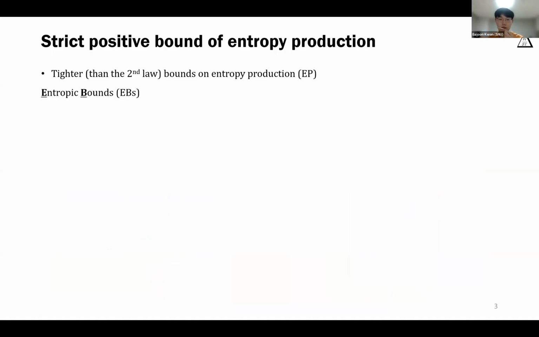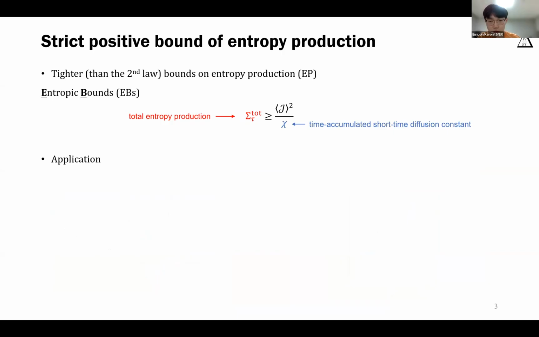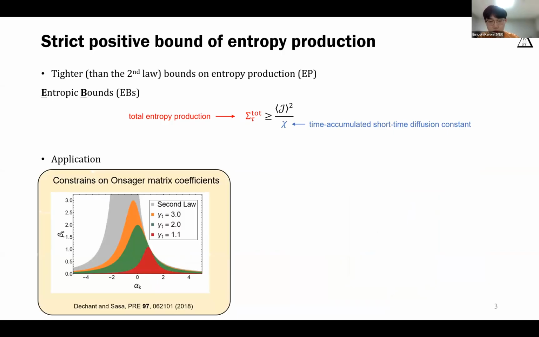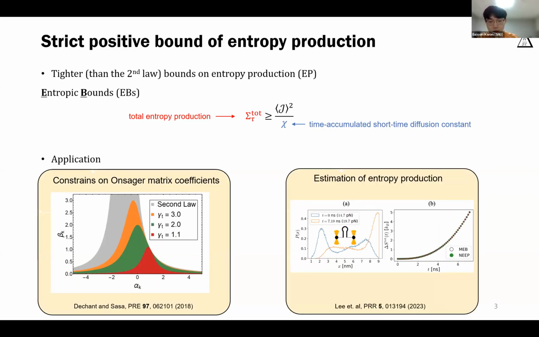Entropic bounds, or EB, are less known than the TUR, but they also give a lower bound of the EP. Now the denominator of the right-hand side is replaced with a positive number called chi, which is the time accumulation of the short-time diffusion constant. Using the EB, we can investigate constraints on Onsager matrix coefficients. And the good thing about the EB is that it is usually a tight bound, which means we can make the inequality an equality. Knowing this, we can use the EB to estimate the entropy production. Here is one example where they estimated the EP in an RNA unfolding process.